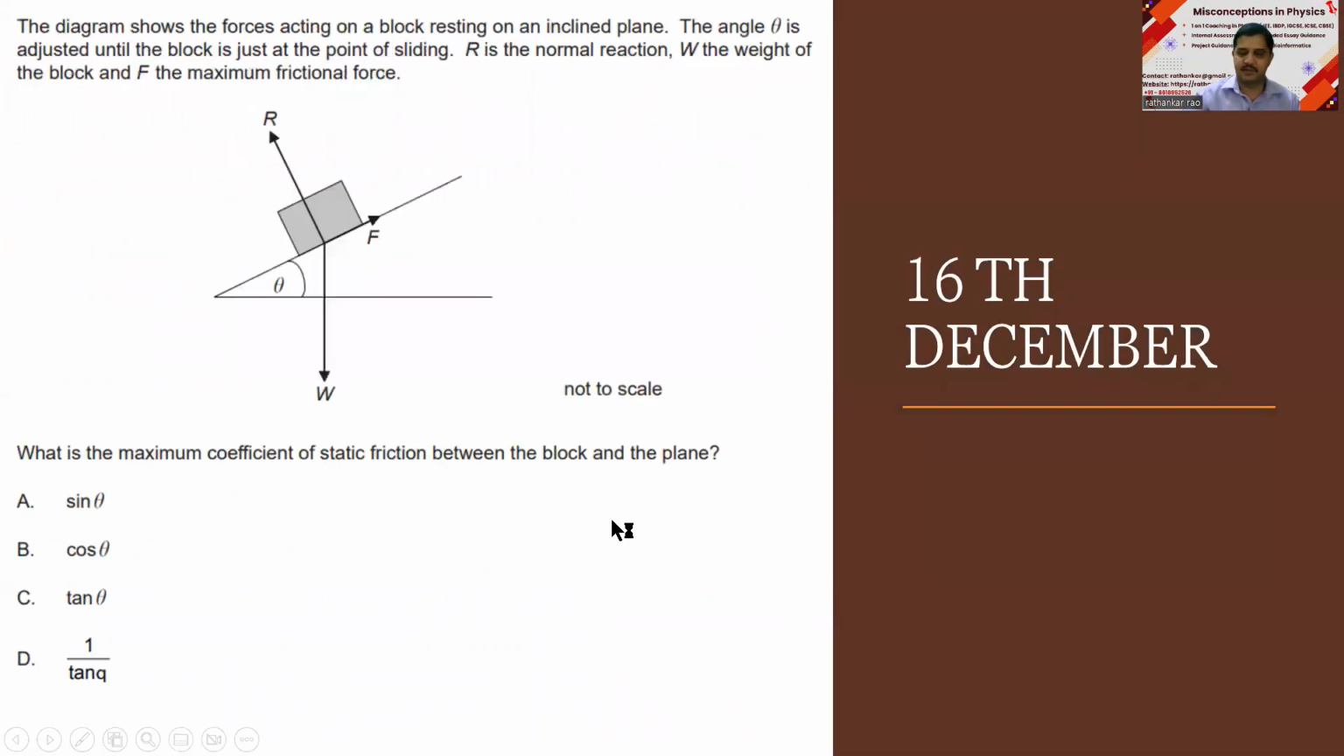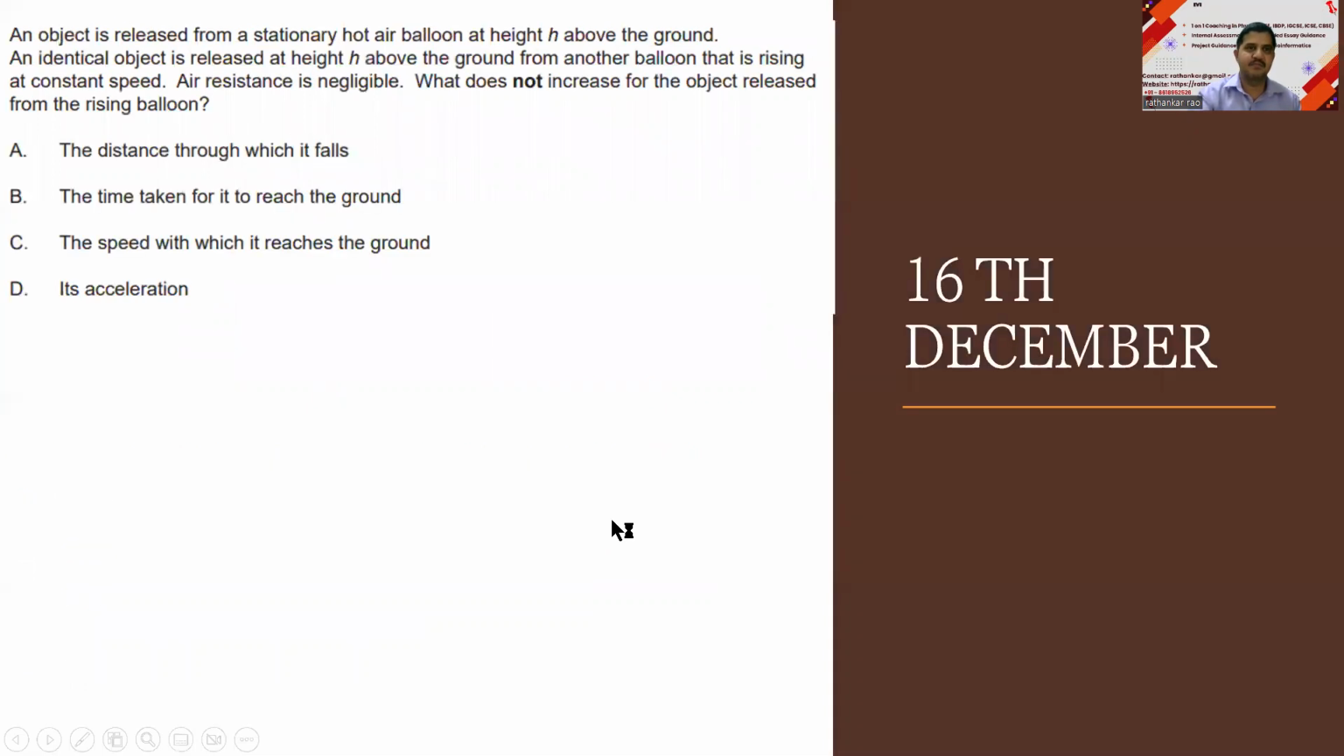An object is released from a stationary hot air balloon at height h above the ground. An identical object is released at height h above the ground from another balloon that is rising at constant speed. So there are 2 balloons. One is a stationary hot air balloon, and the other is a balloon rising at constant speed. Air resistance is negligible. What does not... remember, there's a "not" here.